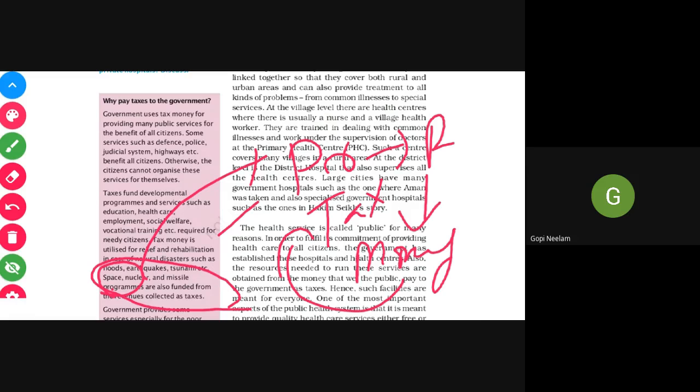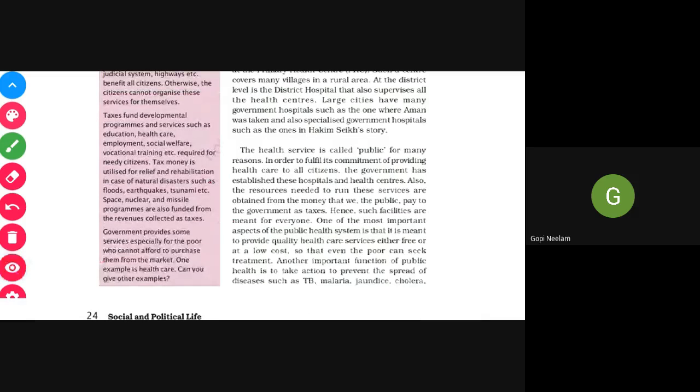The government provides some services, especially for the poor who cannot afford to purchase them from the market. One example is healthcare. What kind of services is the government providing especially for the poor? Have you seen any kind of services? Think about it. One kind of service is providing healthcare. What are the other services that the government is providing for the people who cannot afford it?